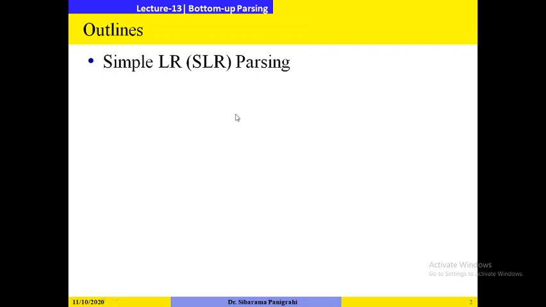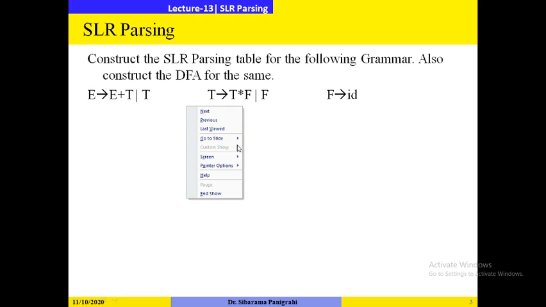Let me change the pointer option to felt tip. So what is the question? You may get a question like this: consider the SLR parsing table. Construct the SLR parsing table for the following grammar. Also construct the DFA for the same.